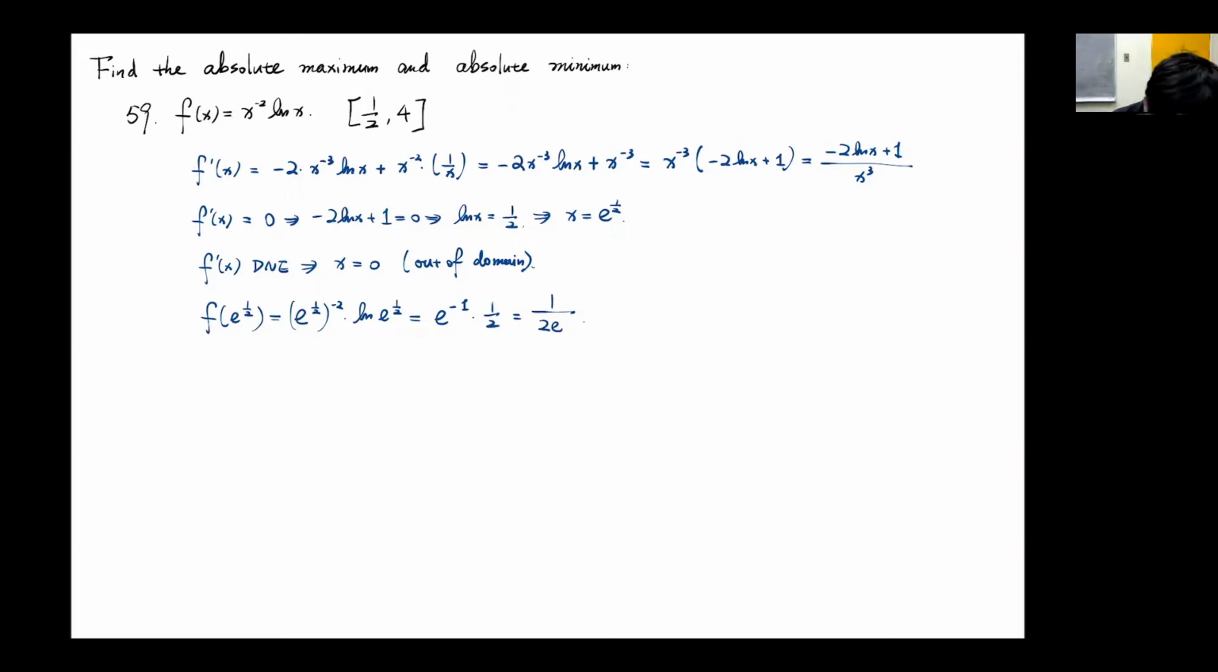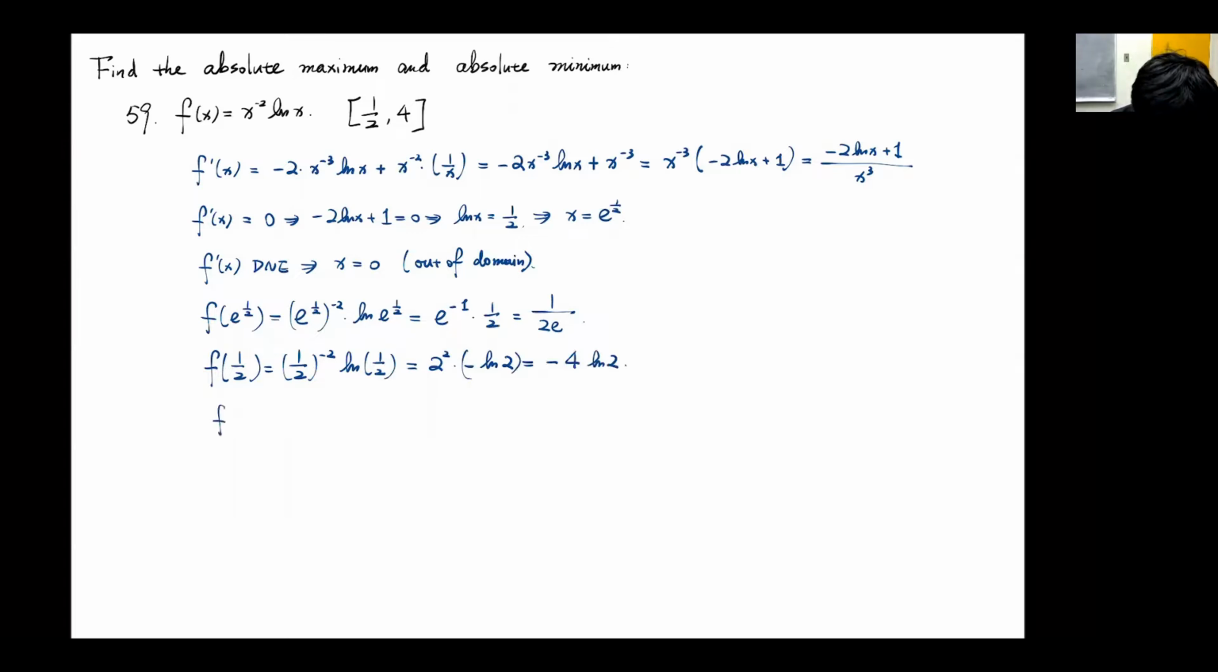And at the end points, let's see. So f of 1/2 will be 1/2 to the minus 2 power times natural log of 1/2. Okay, 1/2 to the minus 2 power will simply be 2 squared, and natural log of 1/2 will simply be minus natural log of 2. So what I will get is negative 4 natural log of 2. So that will be f of 1/2.